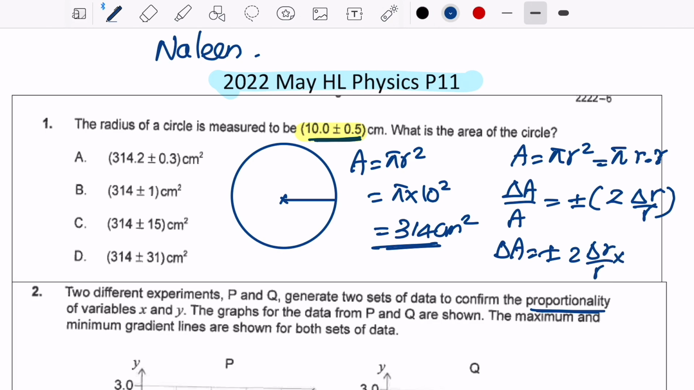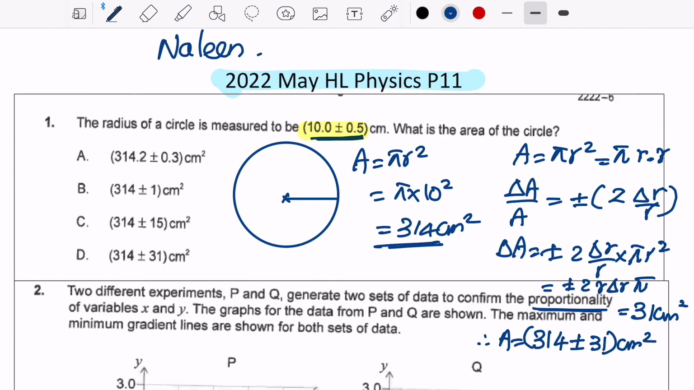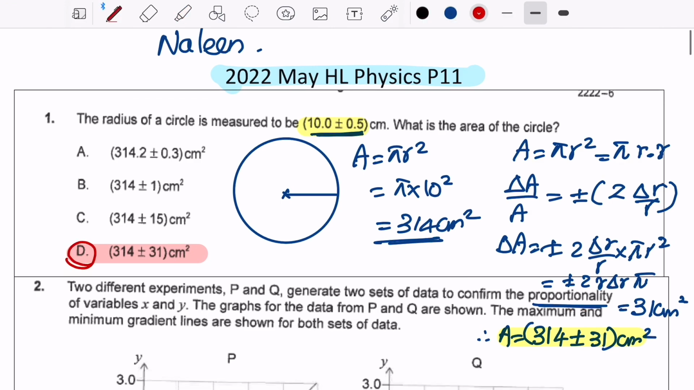I write the area again as pi r squared. If you look at this one, you will get 2 r delta r times pi. If you do the calculation, you will get 31 centimeter squared. So the area can be written as 314, the value, plus or minus 31 centimeter squared, the uncertainty, right? This is the answer. So the answer for question number 1 is D.